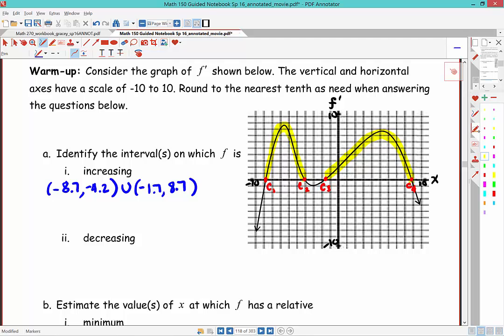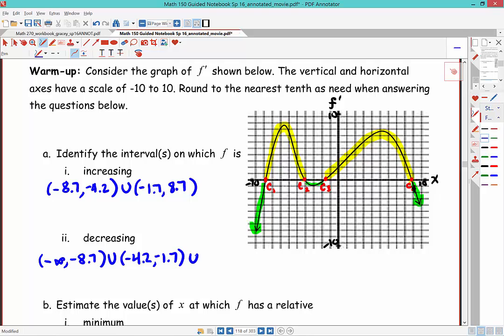Now, if you look at the decreasing intervals, you just go where they've dropped below the x-axis. And it looks to me like we have 3 intervals here. So again, we'll go -infinity to C1, which we said was about -8.7. And then that second one is C2 to C3, which is going to be about -4.2 to -1.7, and then the third interval is at the very end. It starts at C4, non-inclusive, and goes to infinity.